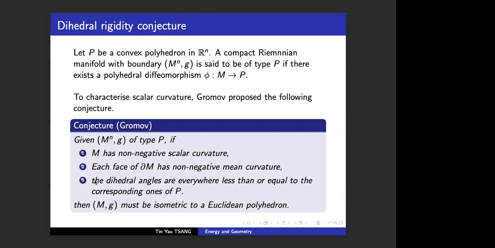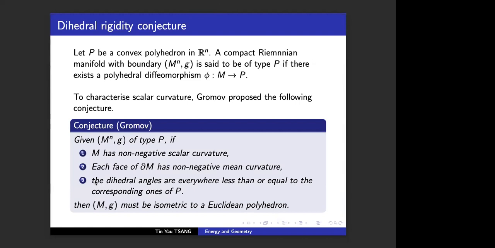To characterize scalar curvature instead of Gauss curvature, because it is higher dimension, Gromov proposed a filling conjecture. Given a manifold of type P, if M has non-negative scalar curvature, if each face of the boundary has non-negative mean curvature, and the dihedral angles are everywhere less than or equal to the corresponding ones of P, then the manifold itself must be isometric to a Euclidean polyhedron.